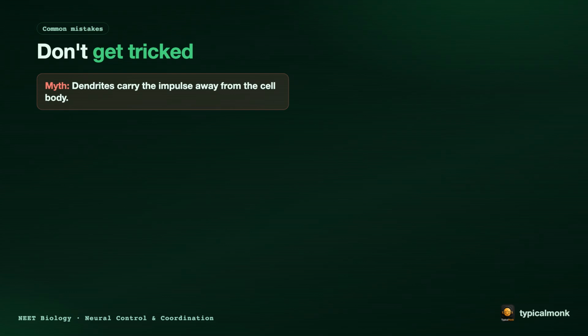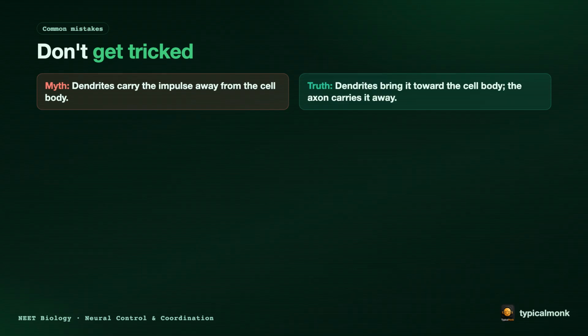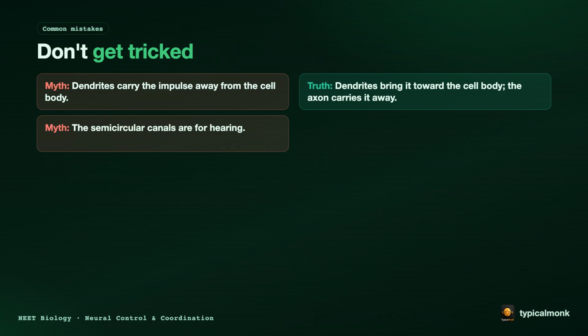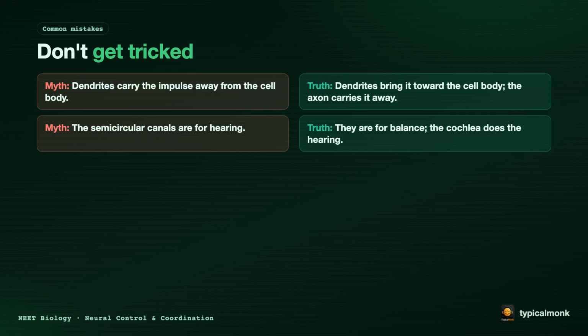Now let's clear the mistakes students fall for. Myth, dendrites carry the impulse away from the cell body. Truth, dendrites bring it toward the cell body. The axon carries it away. Myth, the semicircular canals are for hearing. Truth, they are for balance. The cochlea does the hearing.